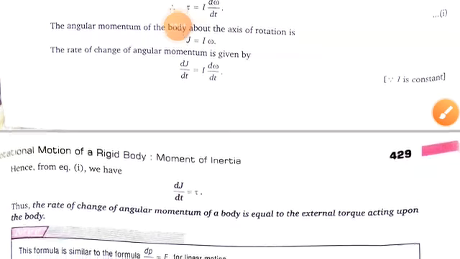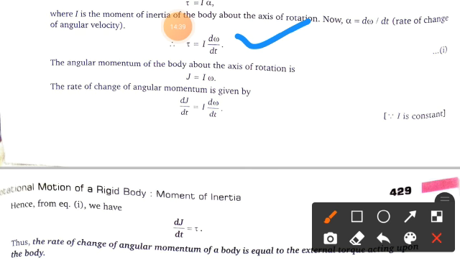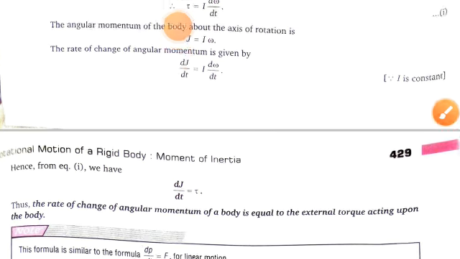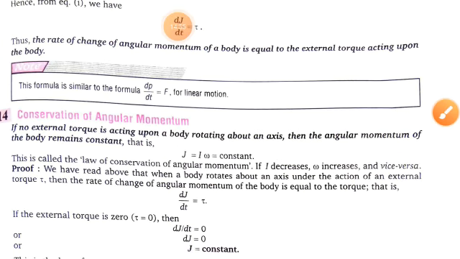Hence from equation 1, you can see here, the relation with the torque, in place of I d omega by dt we can write torque. So dJ over dt is equal to how much? Tau. That is, the rate of change of angular momentum of a body is equal to the external torque acting upon the body. Clear?